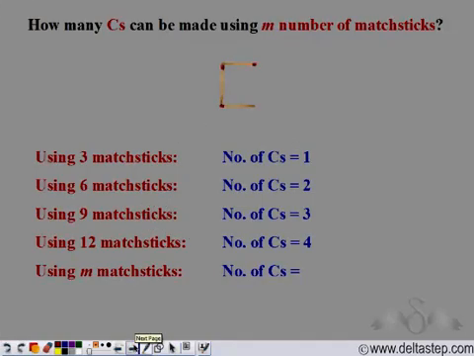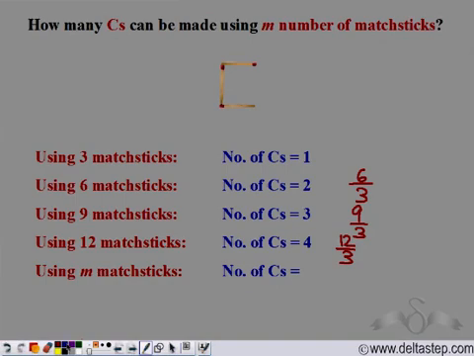Now, how many C's can be made using m number of matchsticks? So we see for making one C, we require 3 matchsticks. So using 3 matchsticks, we can make 1 C. Using 6 matchsticks, we can make 6 by 3, which is 2 C's. Using 9 matchsticks, we can make 9 by 3, which is 3 C's. Using 12 matchsticks, we can make 12 by 3, which is 4 C's.